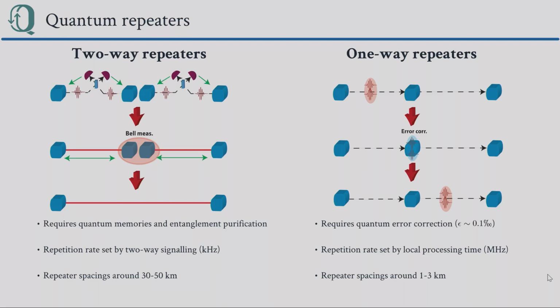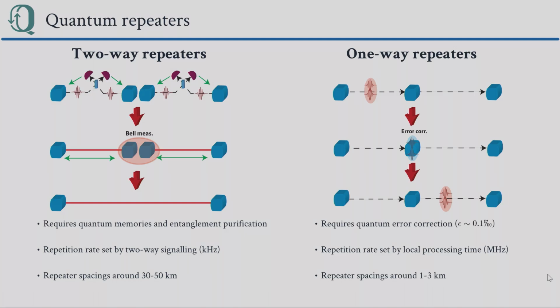People have suggested using quantum repeaters. I'm going to divide them into two groups, two-way repeaters and one-way repeaters. I've also tried to put down how I view the differences between the two, though I should say that some of these things can be debated depending on what kind of community you come from. The way I view it, in two-way repeaters you take the total distance and divide it into segments, small enough that you can generate entanglement by direct transmission of a quantum signal, that being a photon. Once you have entanglement, you can then do a Bell measurement to swap the entanglement to longer distances.